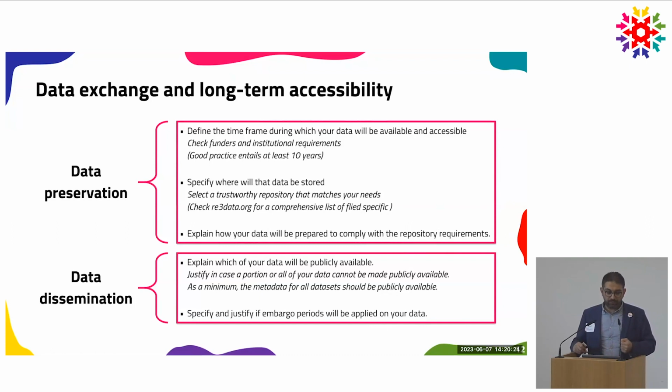to the repository. As for the data dissemination, you have to explain whether your data will be publicly available or whether some items cannot be shared openly. And in that case, you have to justify a reason. Why can't I share this data? Is it an industrial project that I'm not allowed to share, or any other reason? And also, you can explain embargo periods on this data and justify them in this section as well.